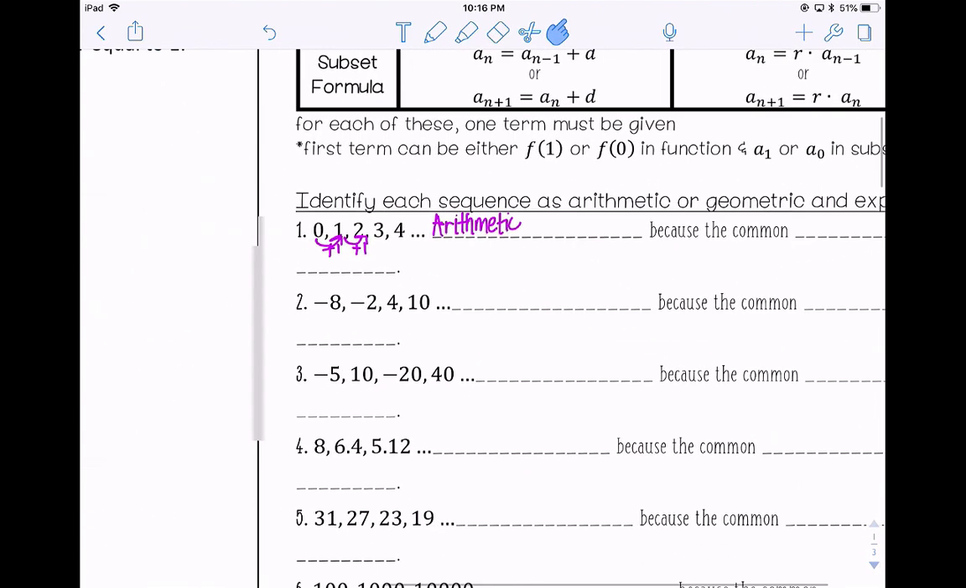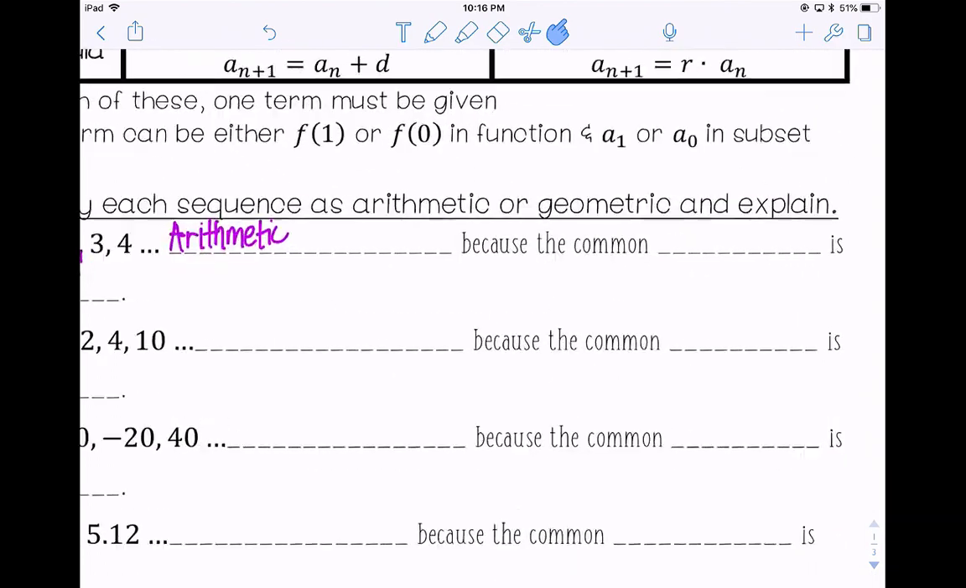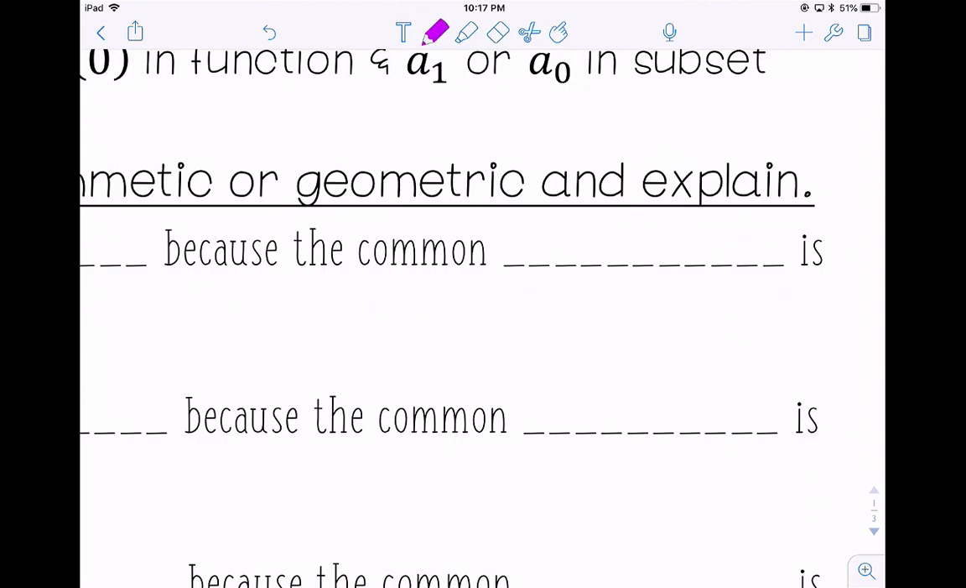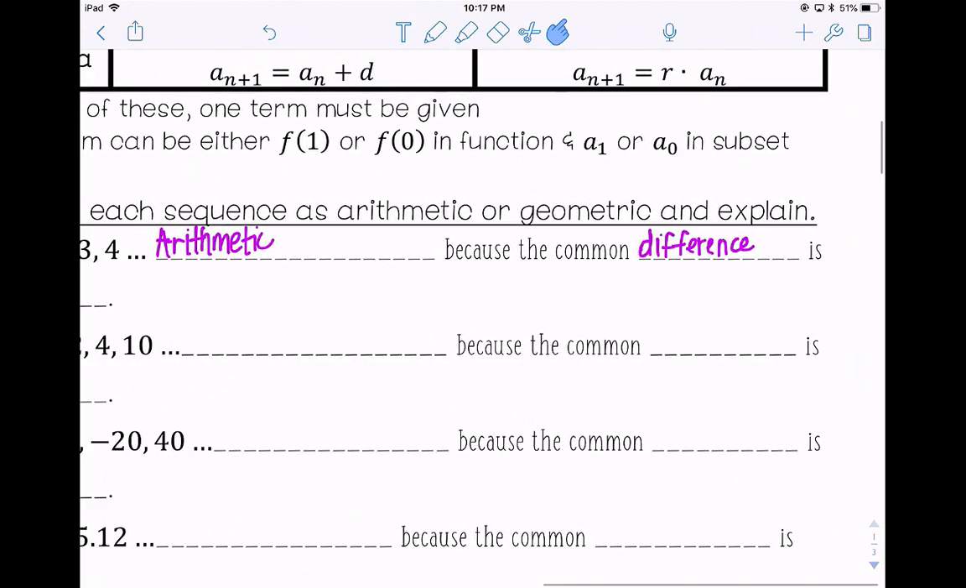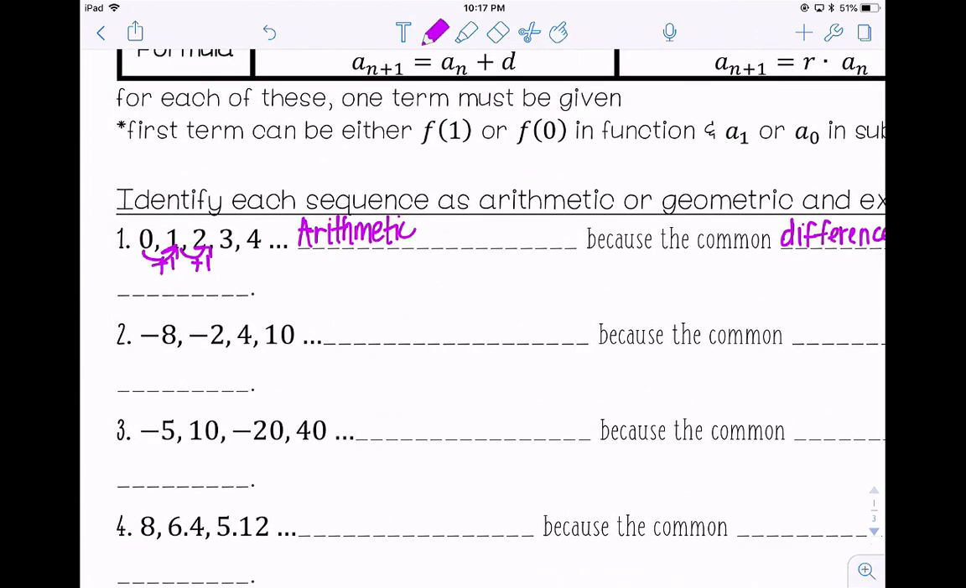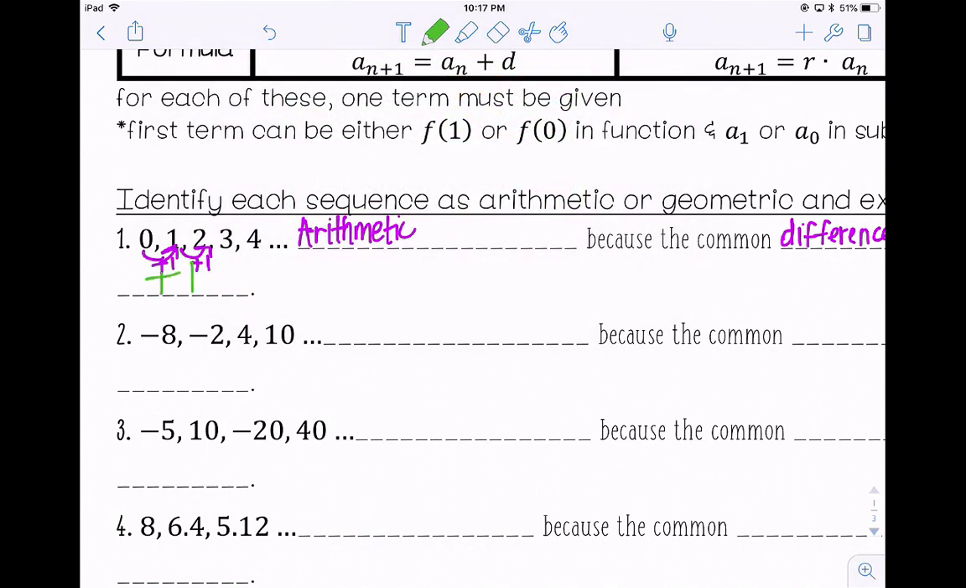And because it's arithmetic, because of the common difference, so right there, that's a common difference because in this case we were adding. So the common difference is plus 1. So I'm going to zoom back here. So because the common difference is plus 1, we're adding 1 over and over again.